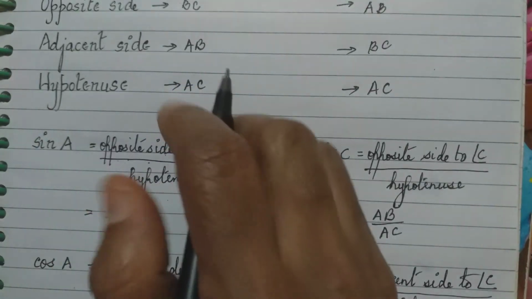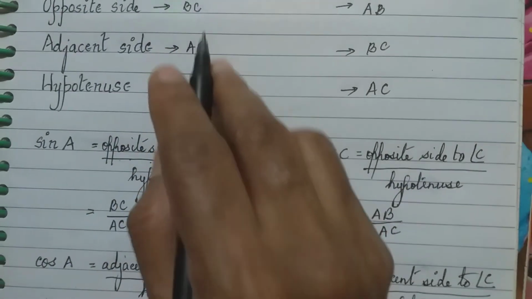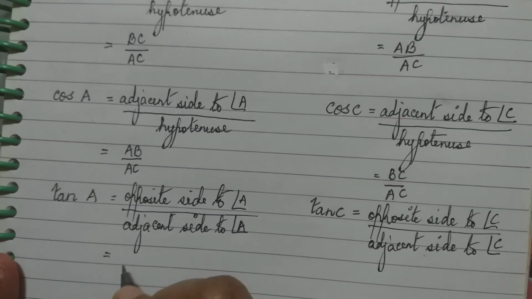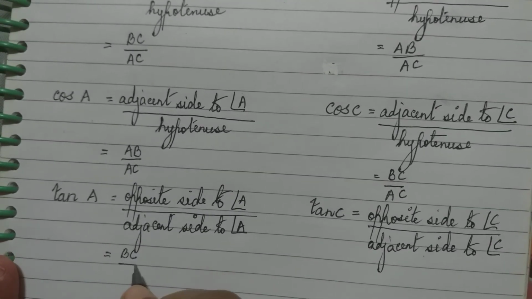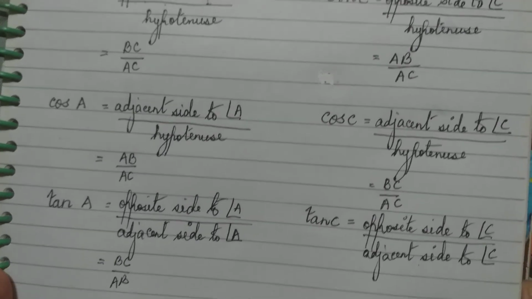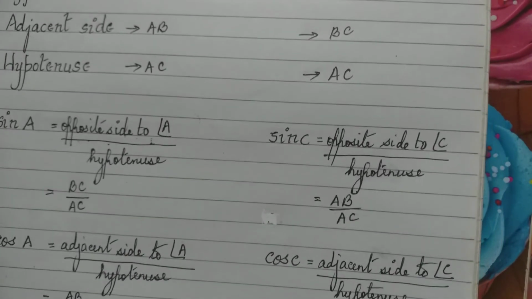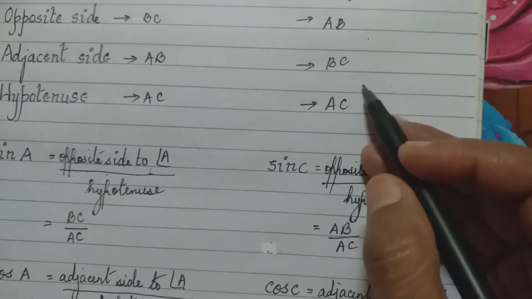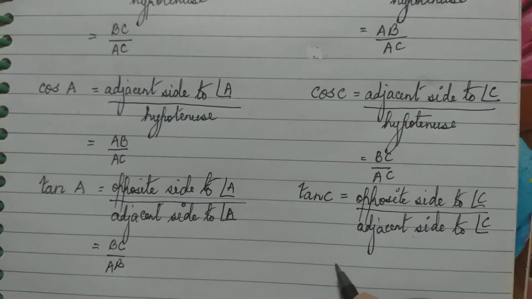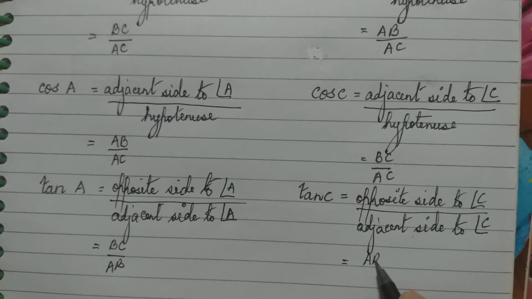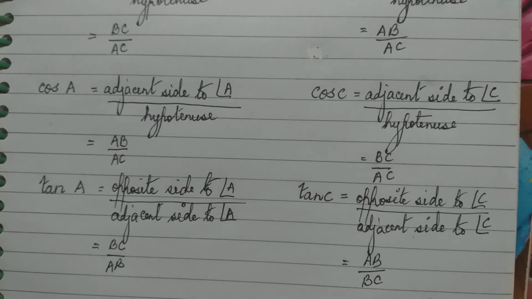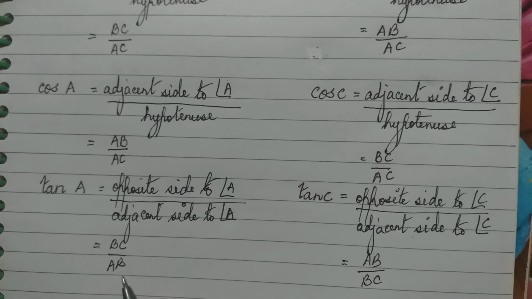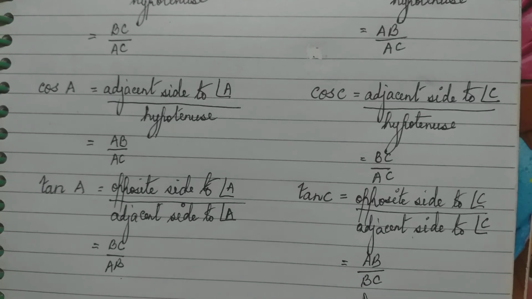The opposite side here is BC, adjacent side is AB. So BC upon AB. So this becomes BC upon AB, and here in the second triangle, opposite side is AB, adjacent side is BC. So this becomes AB upon BC. So you see here the tan ratio is just the opposite in both the cases. Here you have BC upon AB and here we have AB upon BC.